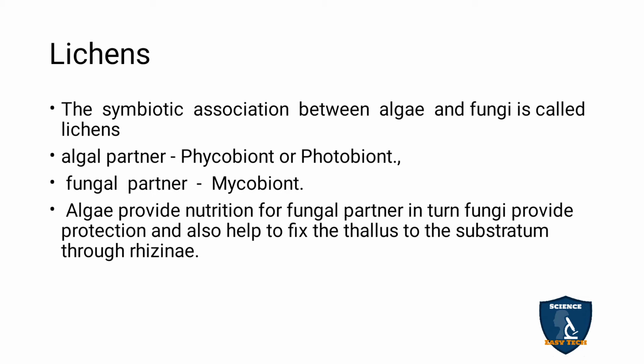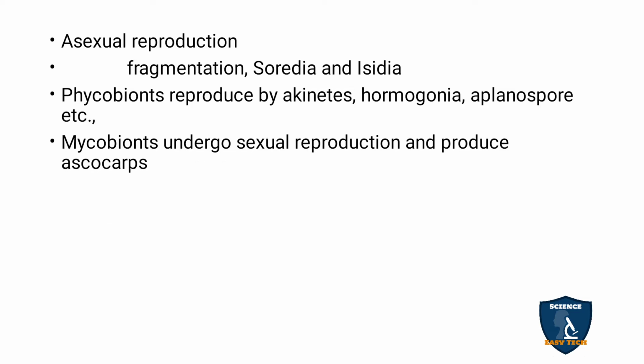The alga produces nutrition for the fungal partner. And the fungus fixes the plant to the substratum with the help of rhizinae. Asexual reproduction takes place by fragmentation, soredia and isidia. In phycobionts, reproduction takes place by akinetes, hormogonia, and aplanospores. And in mycobionts, only sexual reproduction takes place and it produces ascocarps.